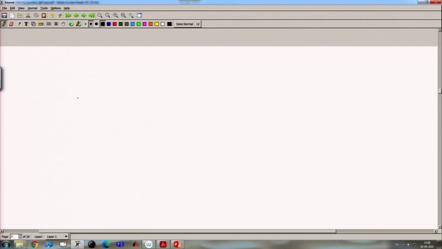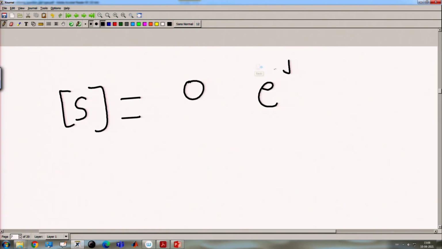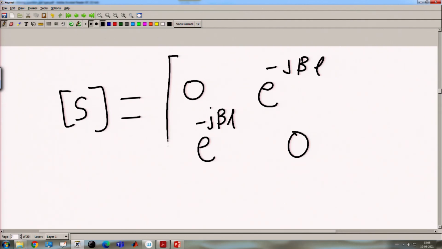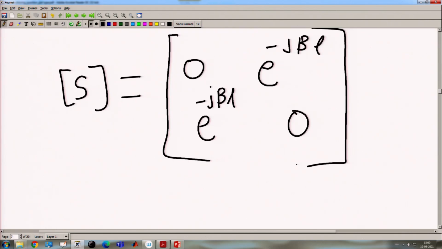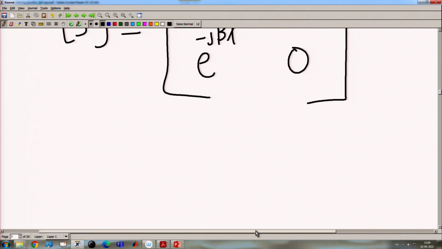A scattering matrix can be written as 0, e to the power minus j beta L, e to the power minus j beta L, 0. So, this will be the scattering matrix for the first configuration. After this, we can go to the second configuration.